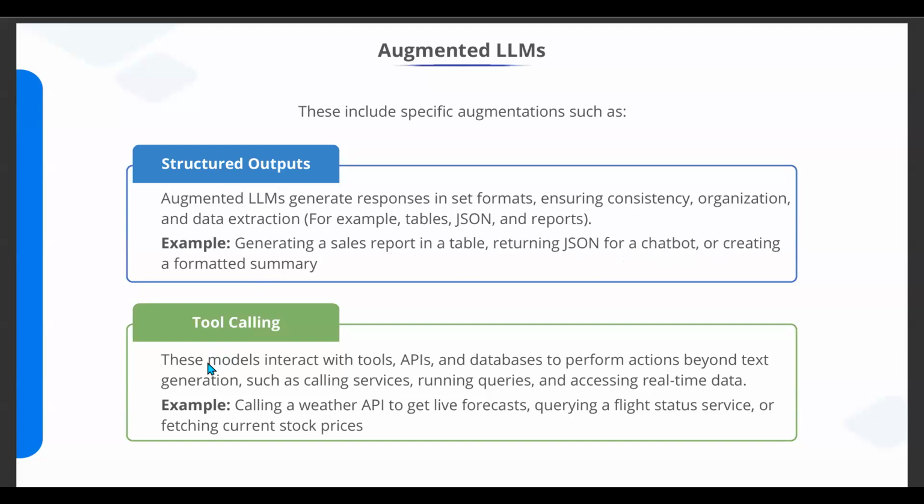When it comes to tool calling, these models interact with the tools, APIs, and databases to perform actions beyond text generation, such as calling services, running queries, and accessing real-time data. If you consider an example: calling a weather API to get live forecasts, querying a flight status service, or fetching current stock prices.